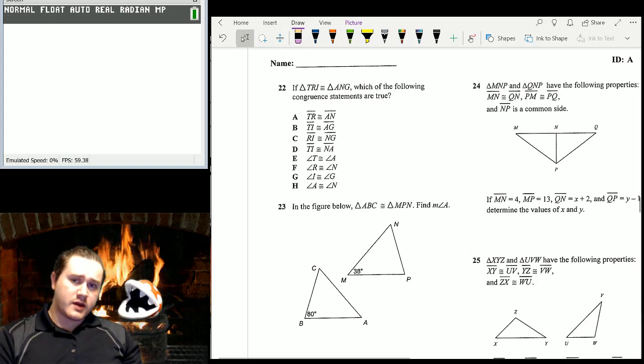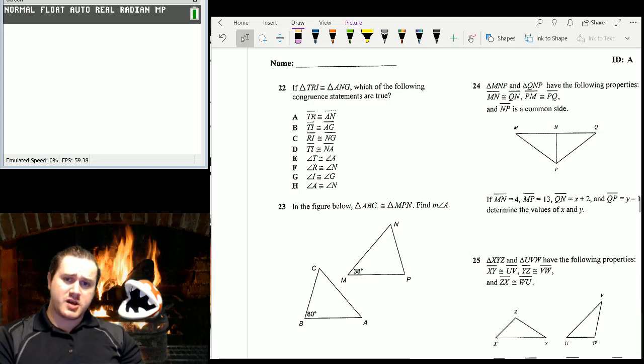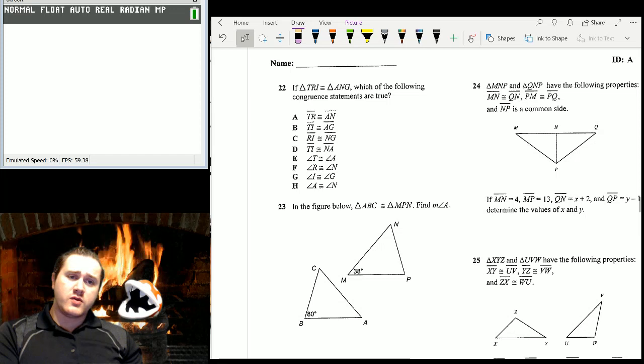Alright, so now we're on part 3 of our midterm geometry review. Let's start off with number 22, where it says if triangle TRI is congruent to triangle ANG, which of the following congruent statements are true?